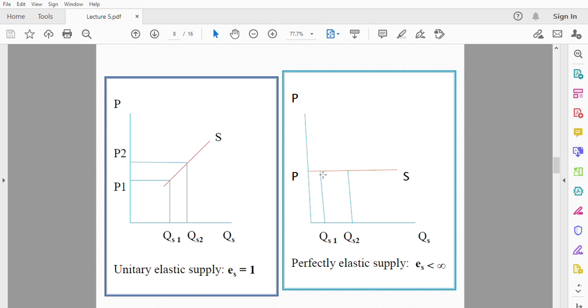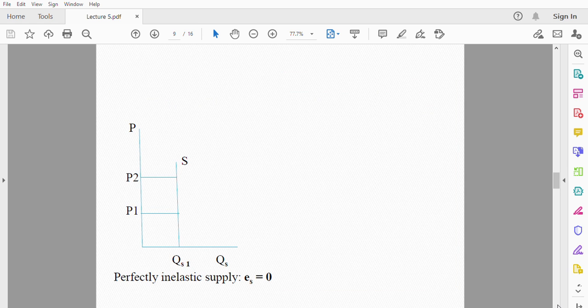Looking at this one, it is very flat, so it is perfectly elastic. It approaches infinity or is almost equal to infinity, so just a bit less than infinity, right? Then we have this one which is equal to 0. It is vertical. When it's vertical, it is perfectly inelastic supply.